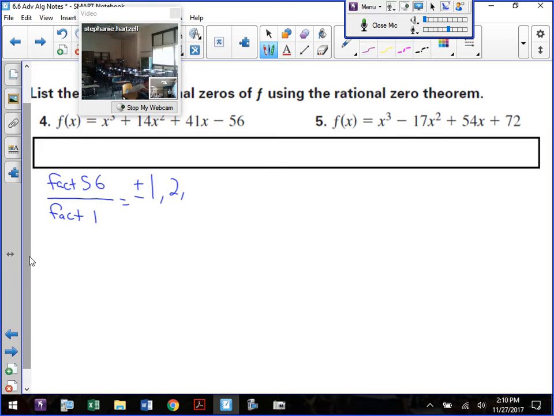Do you remember your rules for finding if something is divisible by 3? You add the digits together, and if that's divisible by 3, it works. So what's 5 plus 6? 11. Is that divisible by 3? No. Let's go to the next one.